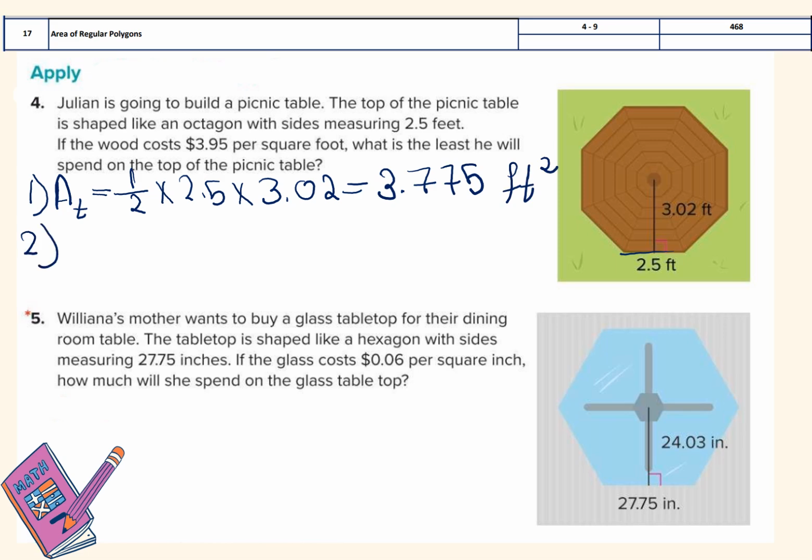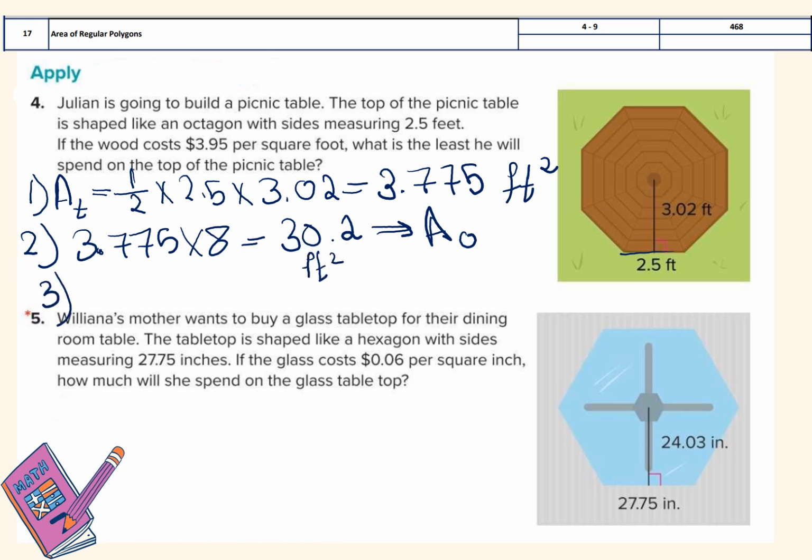Step number 2, I'm going to multiply that area by 8. So 3.775 multiplied by 8. The total area of the octagon is going to be 30.2. So this is the area of the octagon. Of course, don't forget to write the unit, square feet.